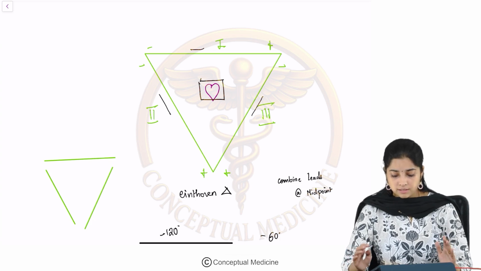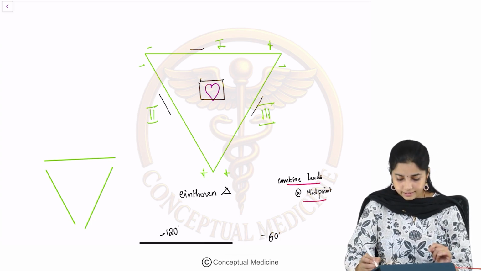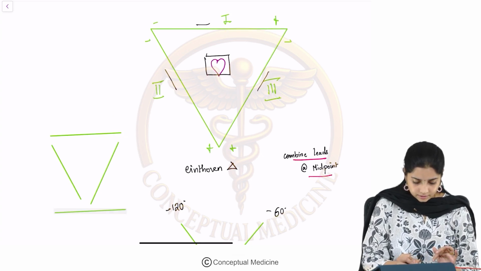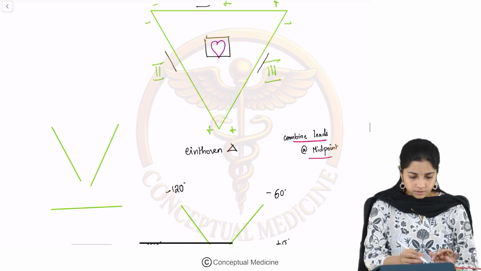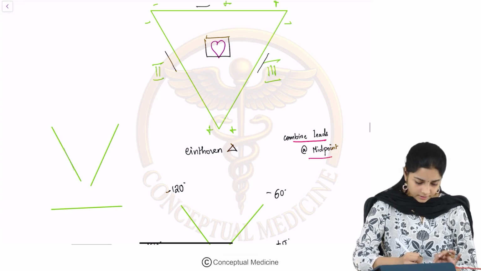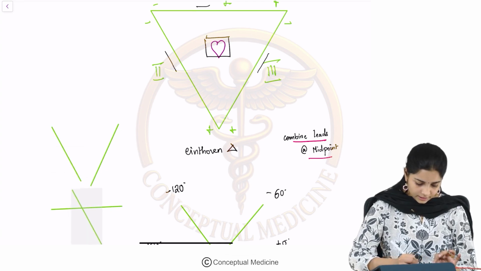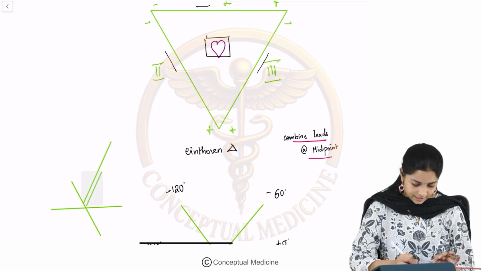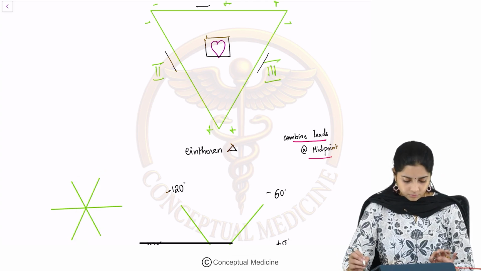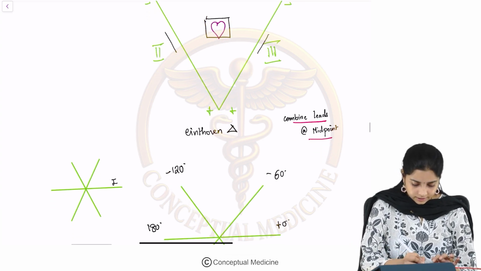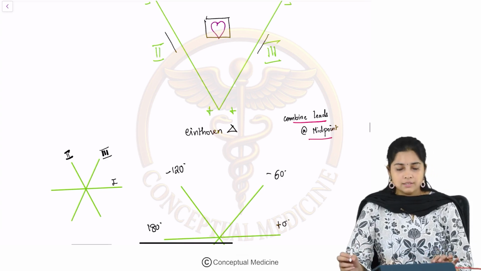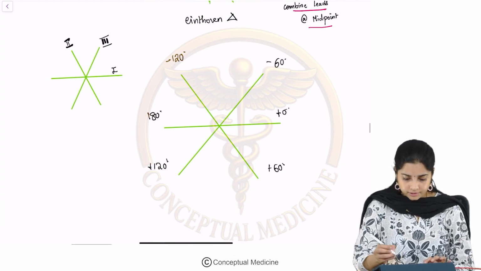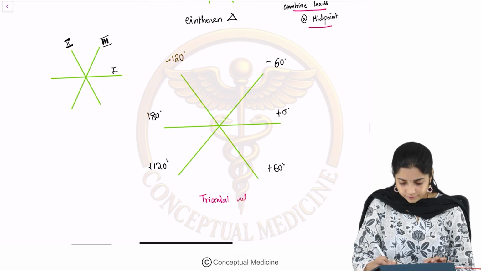Now let us construct something by combining the leads at the midpoint. How do we do that? This is your lead 1. You take it here. Now you take your lead 2 and combine it at the center with lead 1. Then you take your lead 3 and combine it at the midpoint like this. So what are you getting here? This is your lead 1, this is your lead 2 and this is your lead 3. When you combine them at the midpoint, you get something called your triaxial reference system.